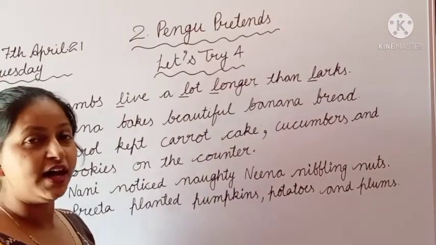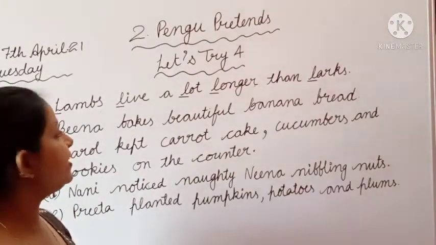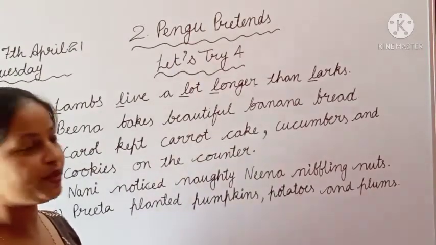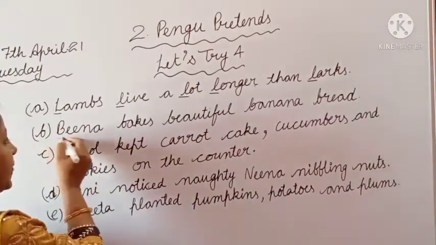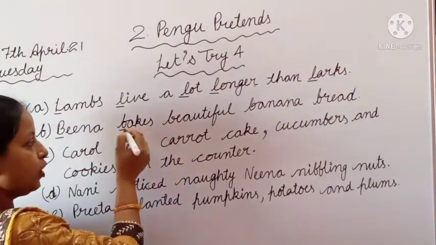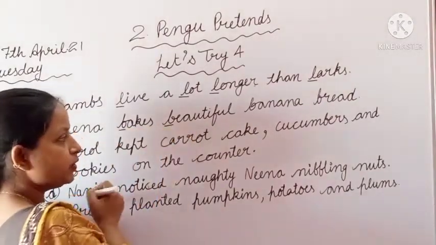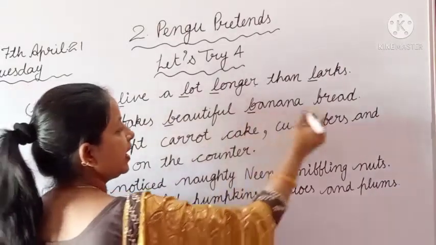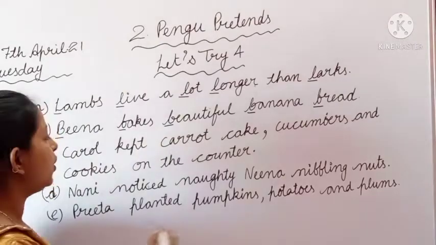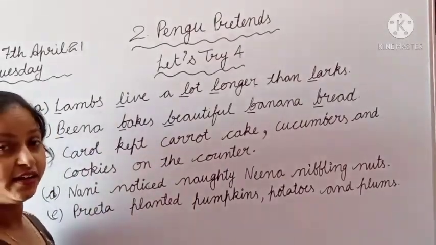Okay, now we will underline the identical letters. We will underline the same letters, similar letters. Okay. B of Beena, B of bakes, B of beautiful, B of banana, and B of bread. Okay, students, have you done? Okay, now we will read the next one.